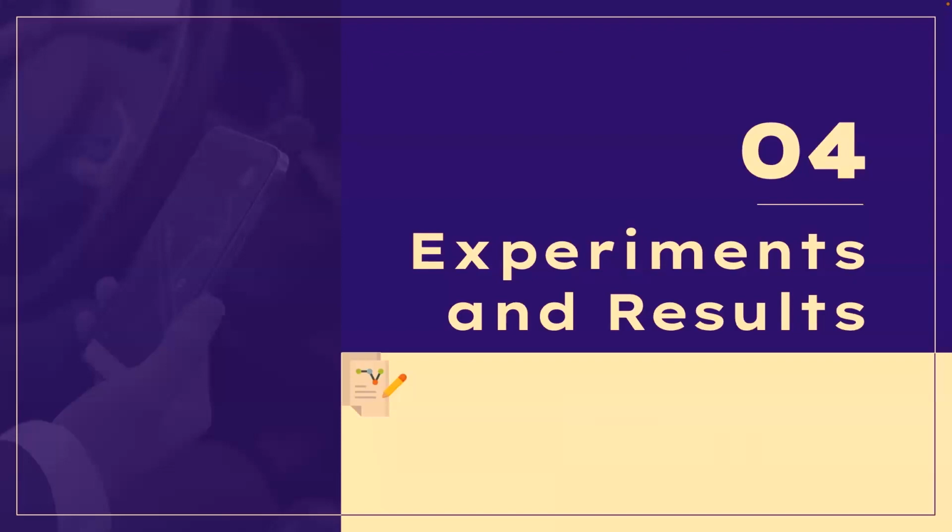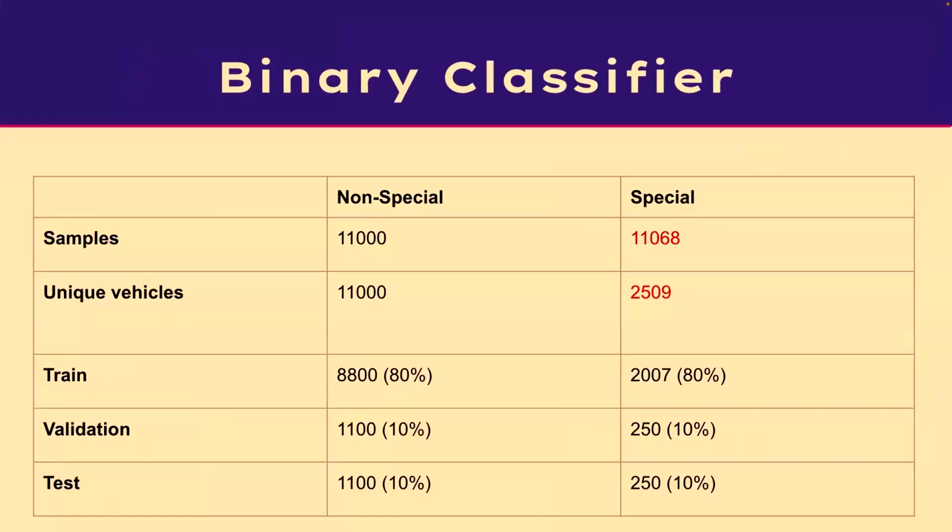Okay, so we've done 4 experiments. So this is the experiment for the binary classifier. These are the data statistics for the binary classifier. So the problem is kind of balanced. We have 11,000 samples for non-special cases and 11,000 samples for special cases. But the difference is that for the non-special case, all of the samples are unique vehicles. But for the special case, only 2,000 of the 11,000 are unique vehicles.